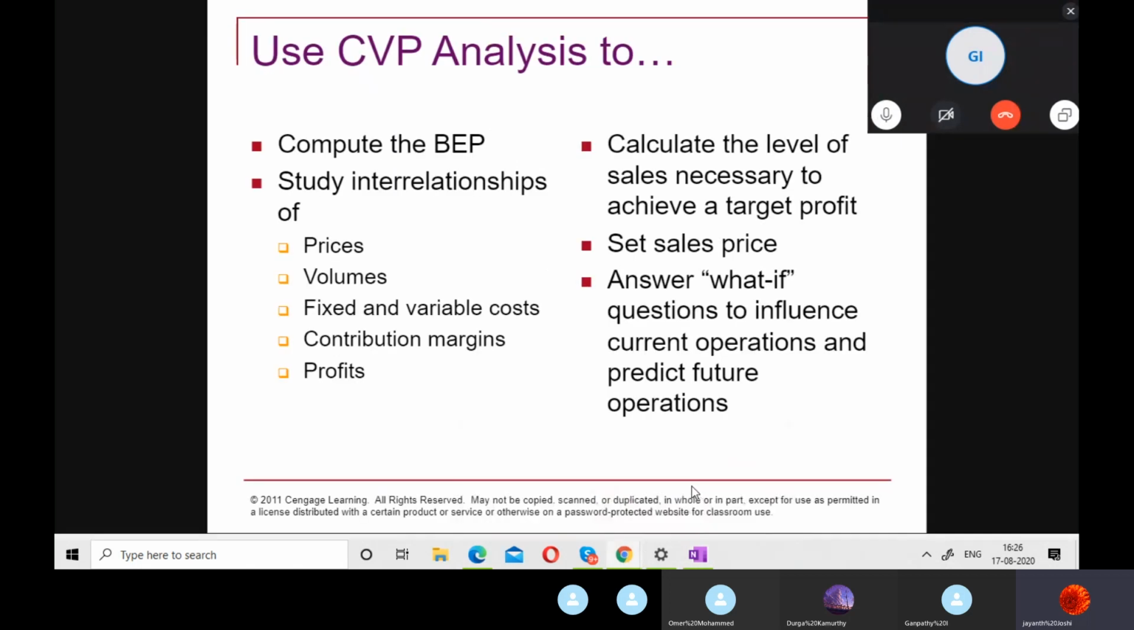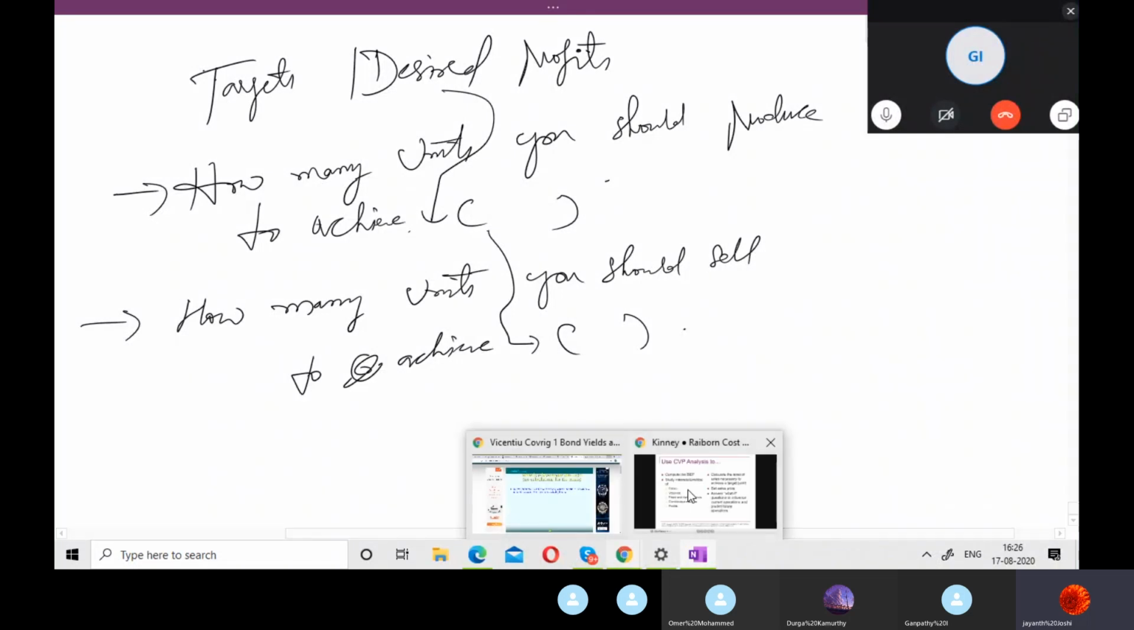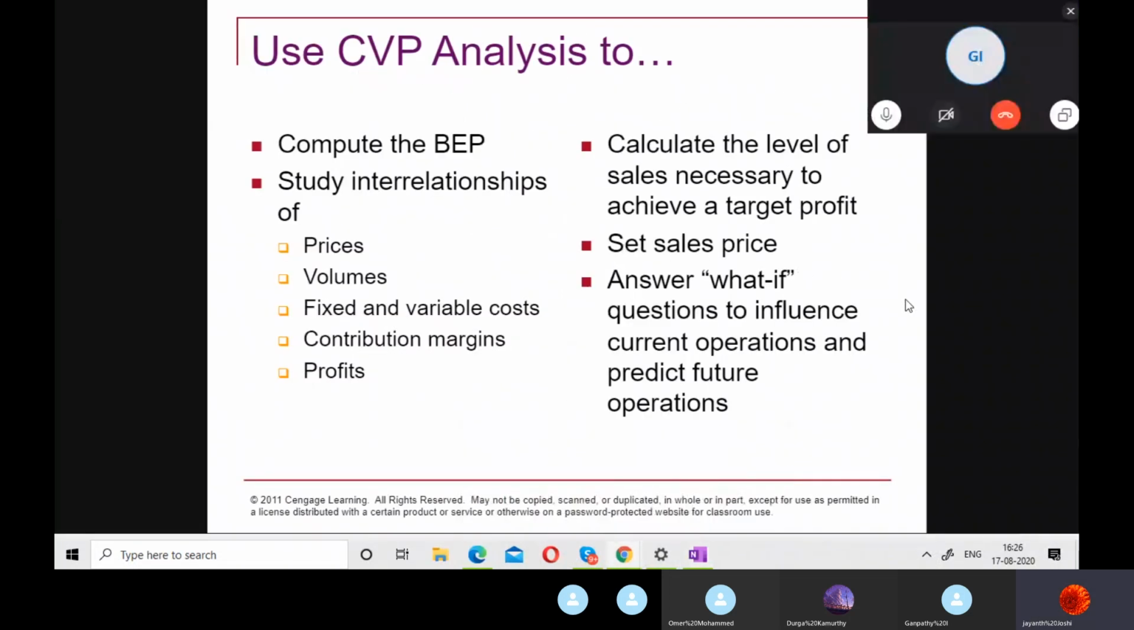Now, so calculate the level of sales necessary to achieve a target profit. Is that the second statement what I wrote here in my WordPad? How many units you should sell to achieve the target or desired profits? Yes. Set sales price and answer what if questions to influence current operations and predict future operations. What if is nothing but you're asking a question to yourself.